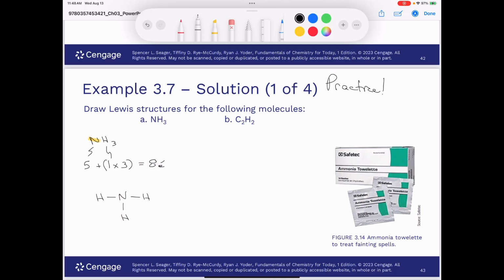Now, how many electrons have I used up at this point? Remember, every bond has 2 electrons. 1, 2, 3, 4, 5, 6. Okay, remember, hydrogen can only have 1 bond. So all of the hydrogens are satisfied. They can only have 1 bond and no lone pairs. But what about the nitrogen? Does it have an octet? Is it surrounded by 8 electrons? No, it's surrounded by 6 electrons. And there's 2 electrons left over, so where should they go? They should go on the nitrogen like this.